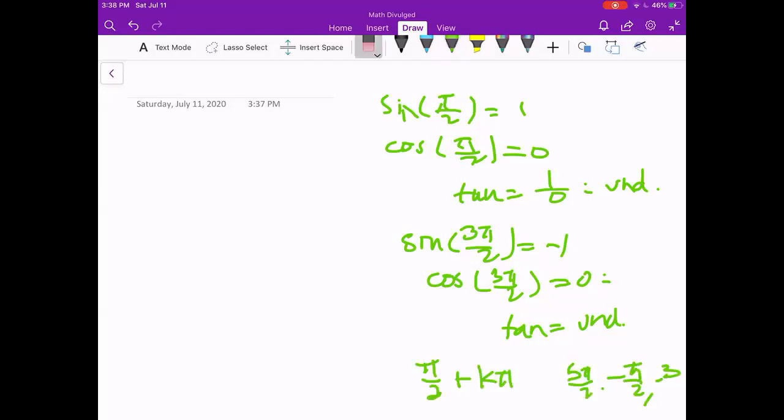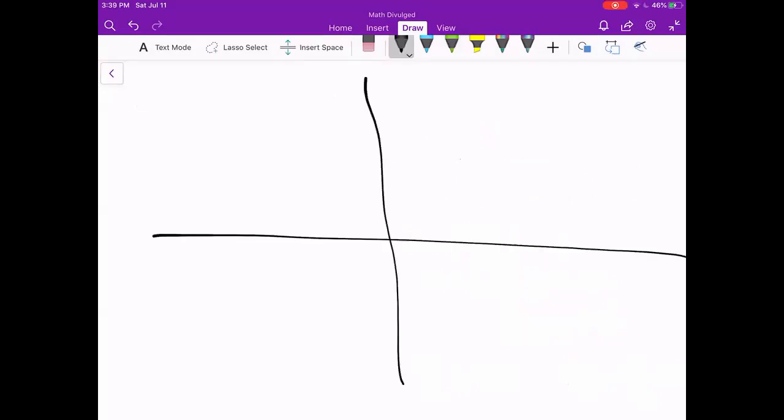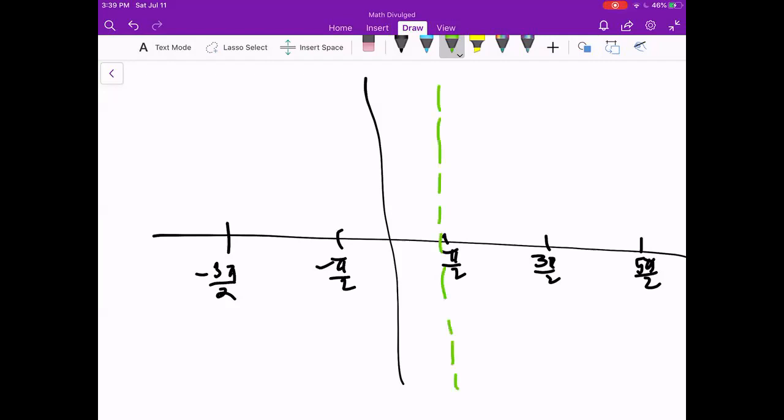So if we have this value can be pi over 2. This value can be 3 pi over 2. This value can be 5 pi over 2. This value will be negative pi over 2. This will be negative 3 pi over 2. So for each of these values, the tangent function is undefined. So we're going to mark it with a dotted line. Well, that didn't really pass through, but you get the point.